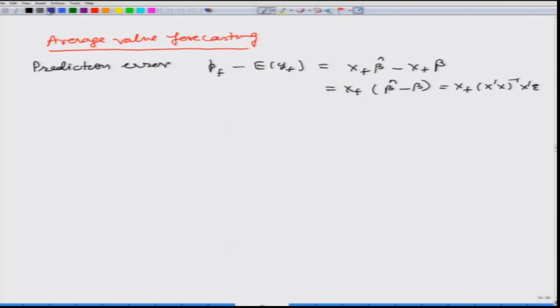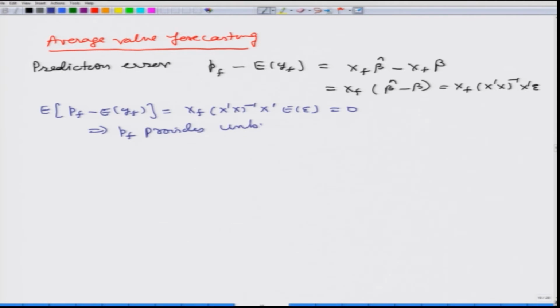Now, we try to find the expected value of prediction error, and we notice that this is Xf (X transpose X)^-1 X transpose times the expected value of epsilon, which is equal to 0. So, this implies that Pf provides unbiased prediction for the expected value of Yf, that is, in forecasting the average value in case of outside sample prediction.